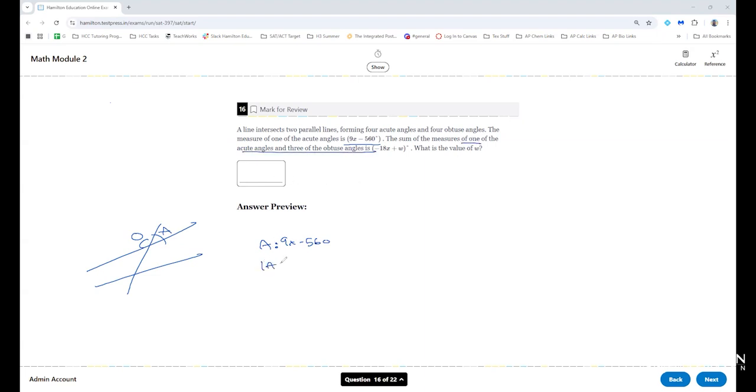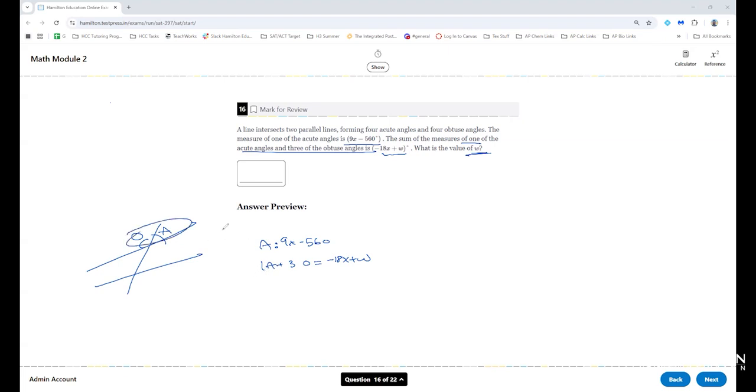So one of the acute plus three of the obtuse is equal to negative 18x plus w, which we don't know what w is either. So that's definitely a really weird question. And we're then solving for w. Okay, so we have currently 1, 2, 3, 4 variables. So this is not something that we can solve right away.